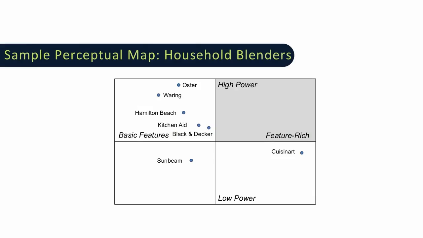The perceptual map is a graphical tool to understand consumers' perceptions of companies selling similar products and services to the same market.